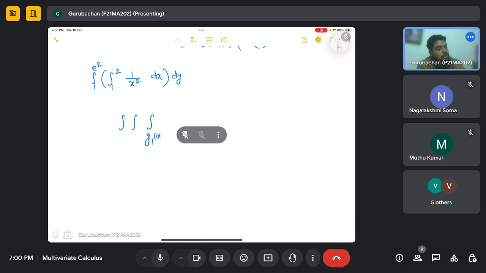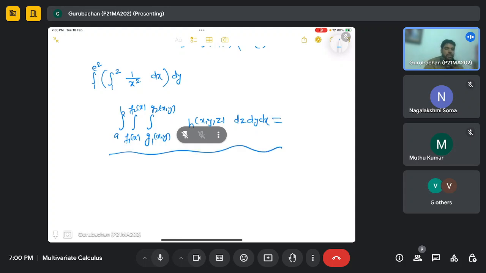If we have a generalized form of the multiple integral, with limits f1(x), f2(x), and a to b, of some function f(x, y, z) dz dy dx, this is the general form of the multiple integral. You cannot separate in this case. But when these limits are constant, you can treat it as an iterated integral. So you can separate them: first integrate explicitly with respect to dz, then dy and dx. Then you can multiply them.